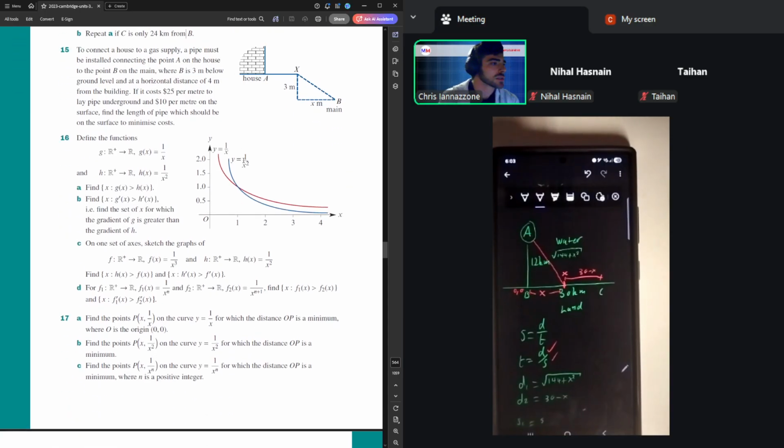It looks like 15 is going to be similar. So last time we were looking at our speeds and distances, now we're looking at costs. But it's the same idea, which is you've got different costs for different portions of the journey. It costs a certain amount to go underground, it costs a certain amount to go on the surface. There's a certain speed for water, there's a certain speed for land. Right? It's the exact same idea.